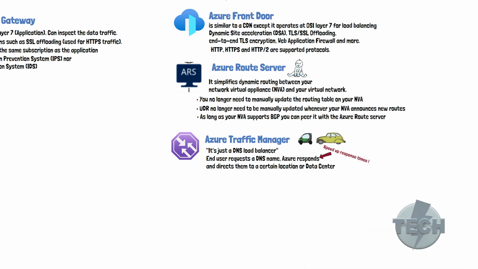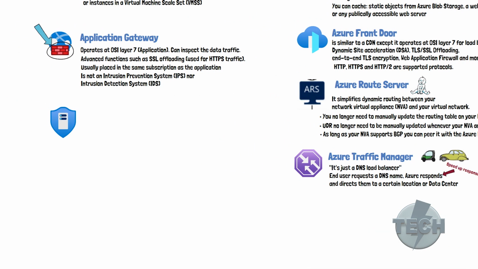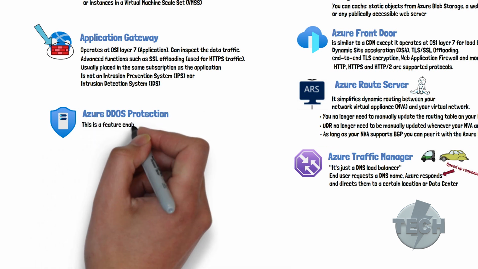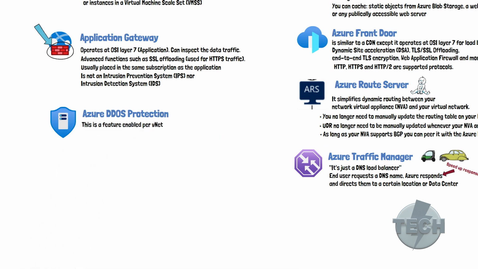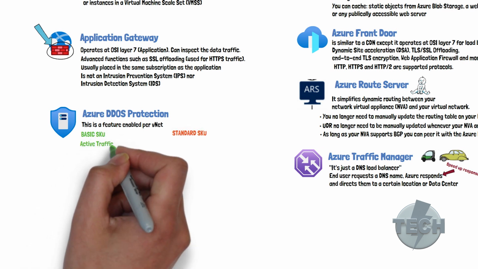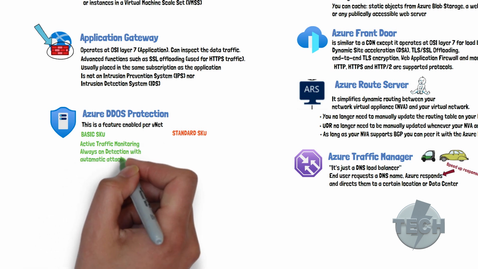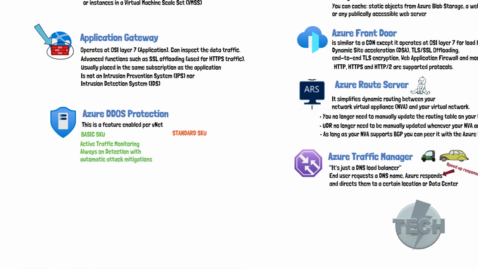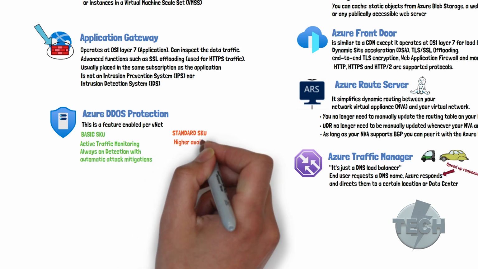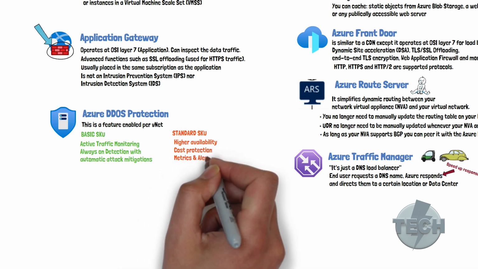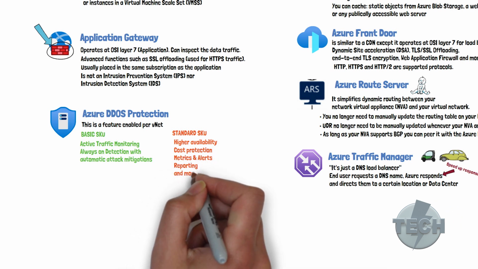Remember to use protection kits, which in this case means Azure DDoS Protection. This is a feature which is enabled per VNet. It comes in two flavors, basic and standard. The basic SKU offers active traffic monitoring and always-on detection along with automatic attack mitigations. The standard SKU includes all the basic functionality and it adds higher availability, cost protection, metrics and alerts, reports, and some other features.